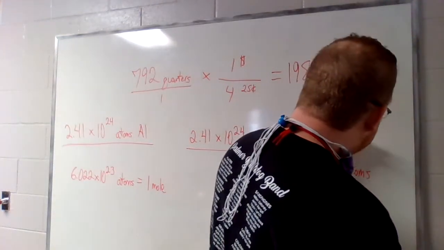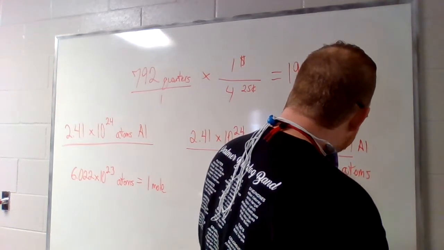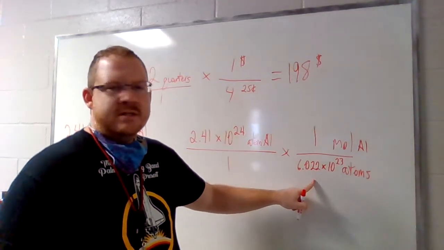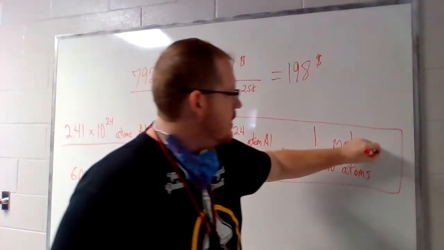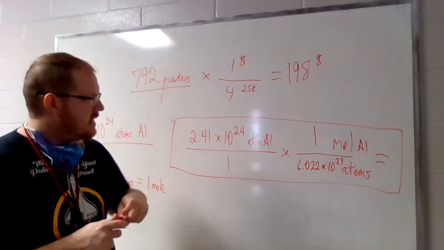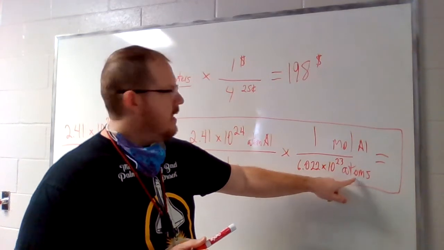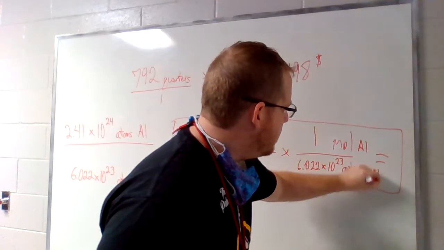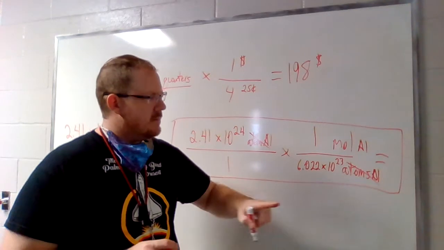So I have 1 mole of aluminum and 6.022 times 10 to the 23rd atoms. So this is now my problem. It looks like a lot of numbers, but it's actually not that many numbers at all. What I've done is I've canceled out atoms on top and atoms on bottom. And the only unit I have left is moles of aluminum.